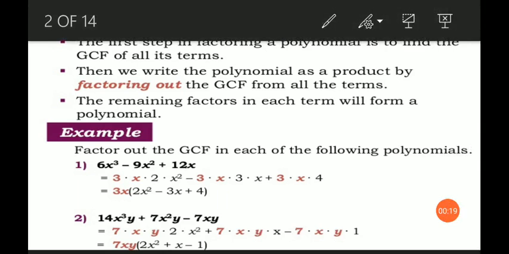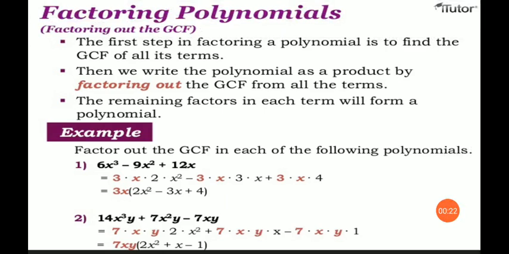The first is the factorization of polynomial by taking out the GCF. GCF means the common factor. So whatever polynomial we are given, we just have to take out the common factor from all the terms, and a few questions of factorization are solved by this method alone.